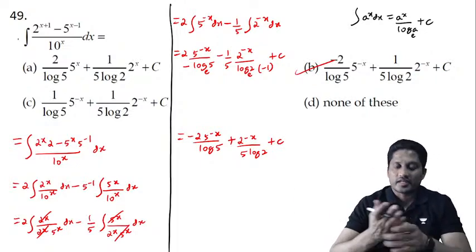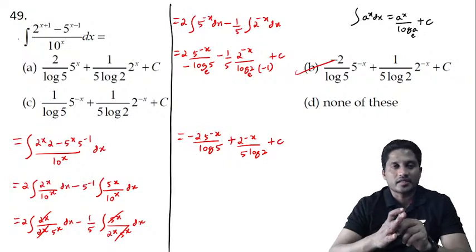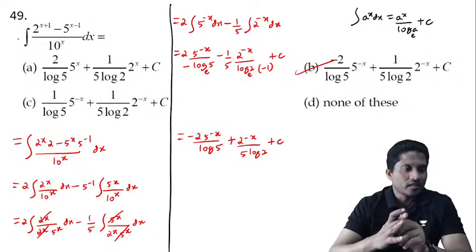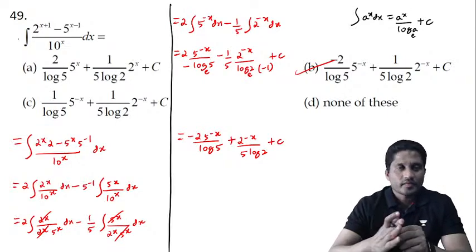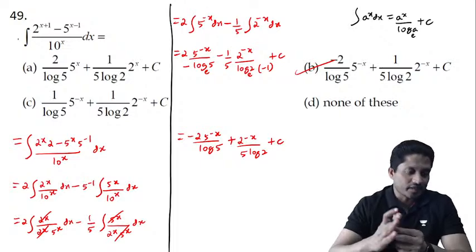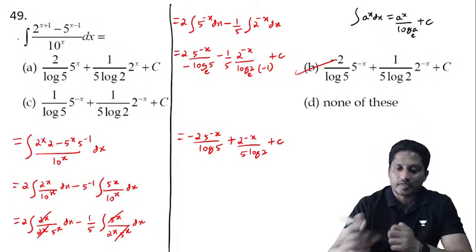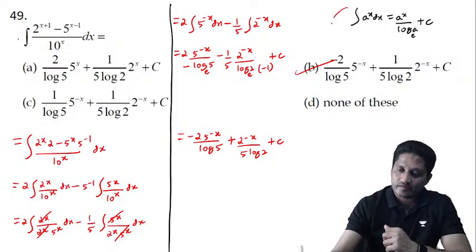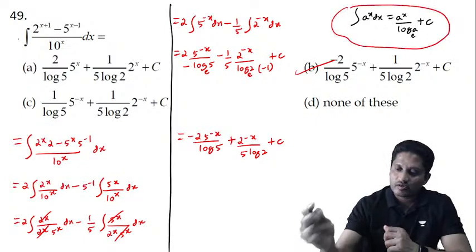Hope this is clear, guys. It's a direct, good question. You just need to split, divide this into 2. It's a COMEDK question. Separate them and integrate. Use the a power x formula, which I have written here: integration of a power x is a power x divided by log a to the base c.